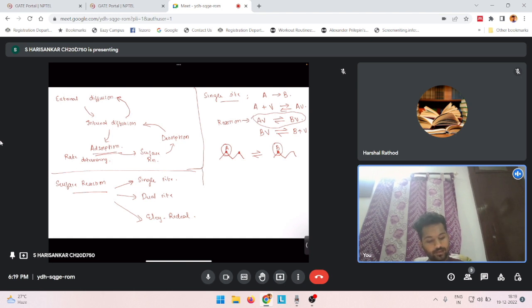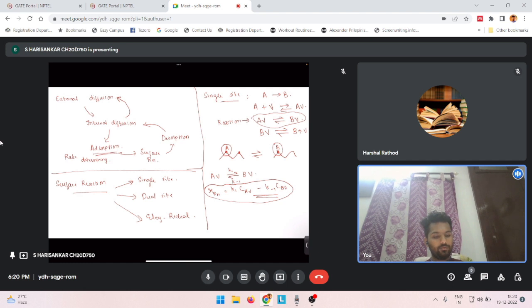Now, we have to write the equation for this also. With AV reversibly giving BV, the rate of reaction will be k1 C_AV minus k minus 1 C_BV. So this will be the overall rate of reaction for this reversible reaction step.